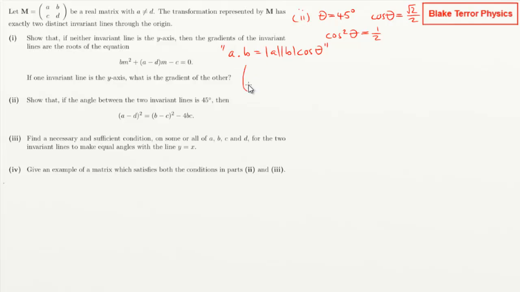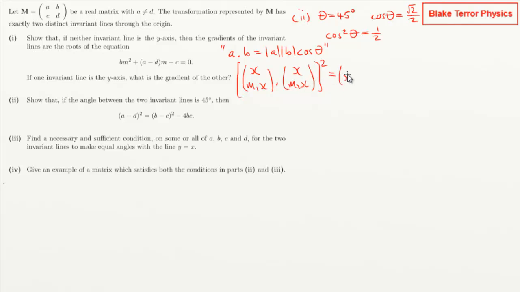So my a is going to be one straight line with gradient m1, so I'll say x, m1x. Let's say that's our a. And then for b, I'll say I've got x and m2x. So I've got those dotted together. I want to square those, and then I want to say that's the square of the magnitude of a.